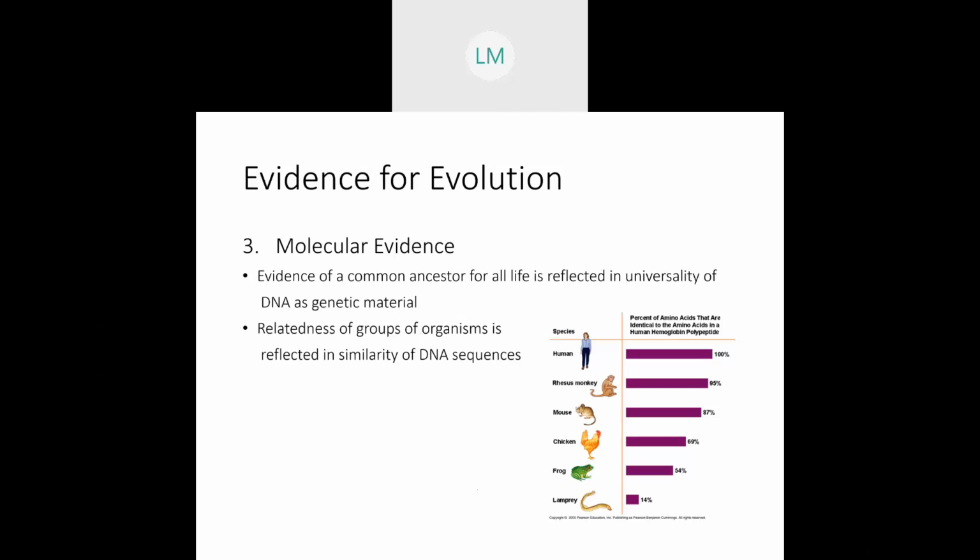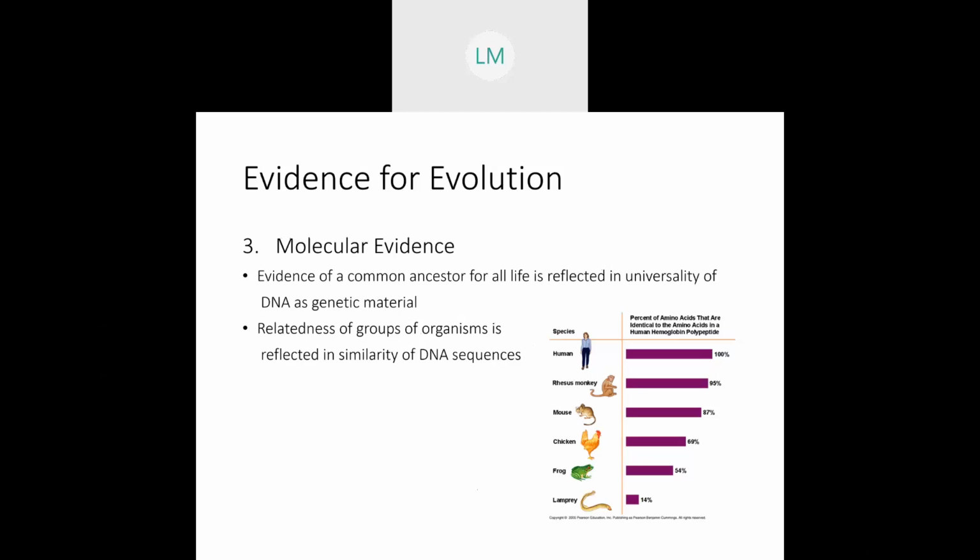So the third line of evidence is molecular evidence. When we're talking about molecular evidence, we can see evidence of a common ancestor just by the fact that everything has DNA, right? So that's evidence for a common ancestor of all life right there. Everything has DNA. Everything goes through that central dogma that we talked about in chapter 9: DNA, RNA, proteins. Everything does that. Those are all similar processes. So that's evidence right there on the molecular level.